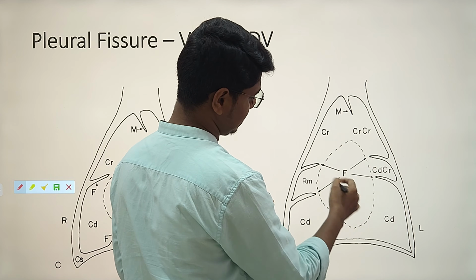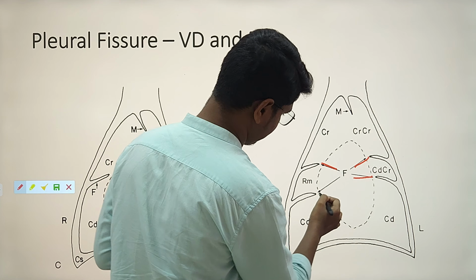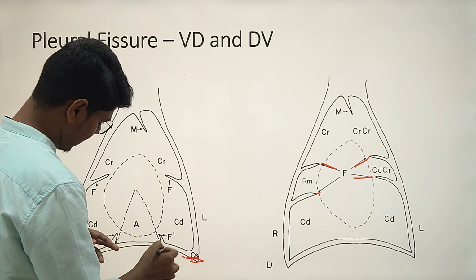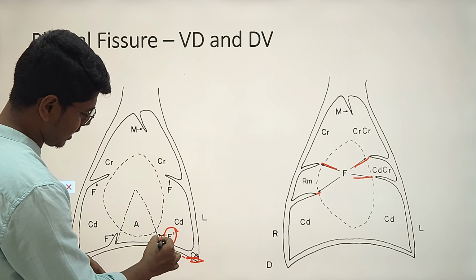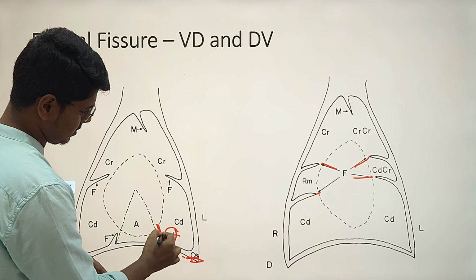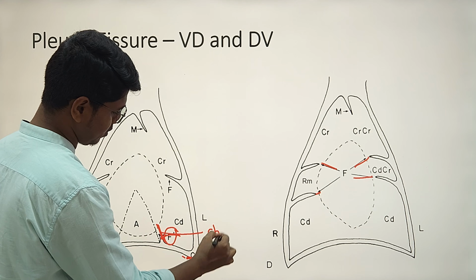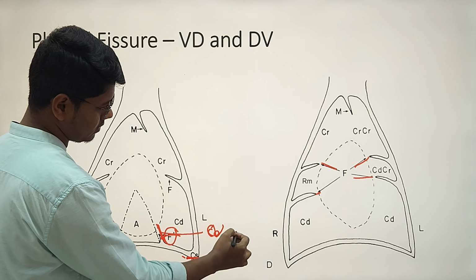And these are basically fissures. Okay, fissures. Now here is F dash actually. This F dash is not a fissure. This F dash is actually, can you tell, a reflection. This is the caudoventral reflection of the mediastinum.